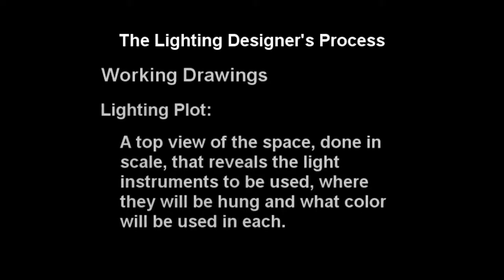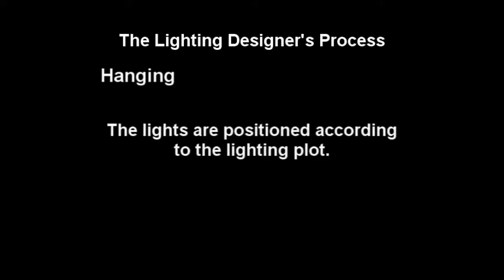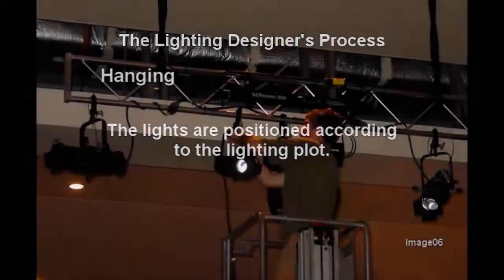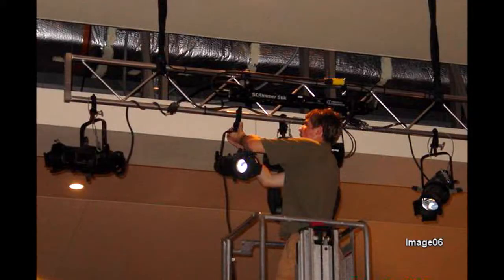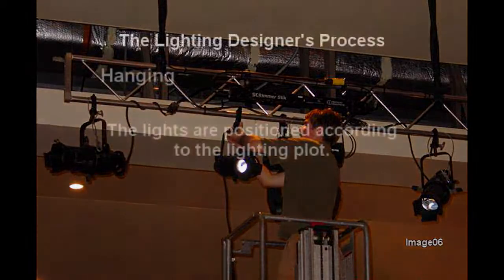After he has completed this working drawing, he and his crew will go through the process of hanging. This is where the appropriate light, as scheduled on the lighting plot, is hung on a batten, pole, or electric. The proper color medium or gel is inserted.